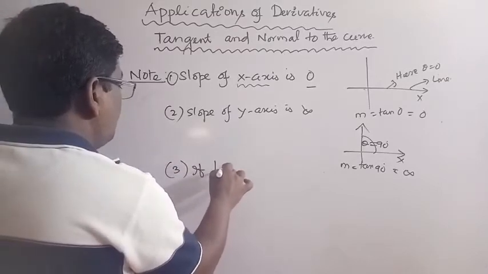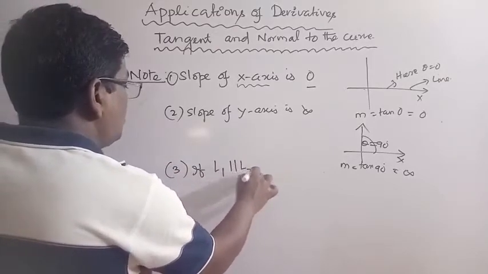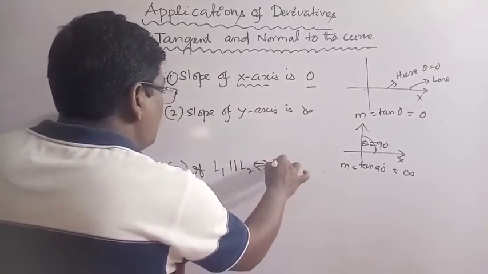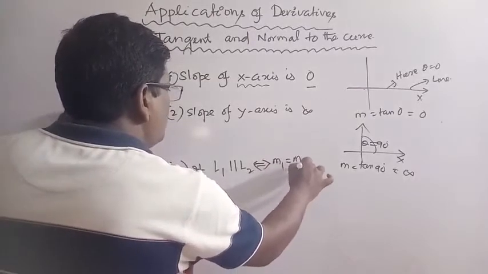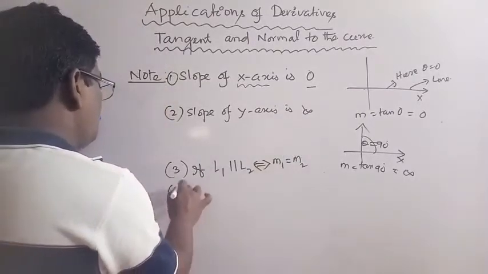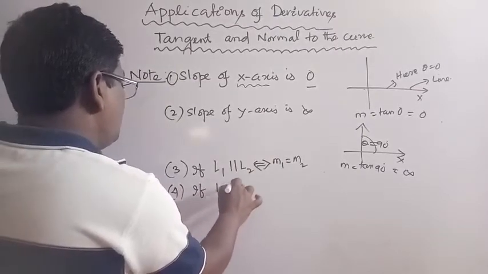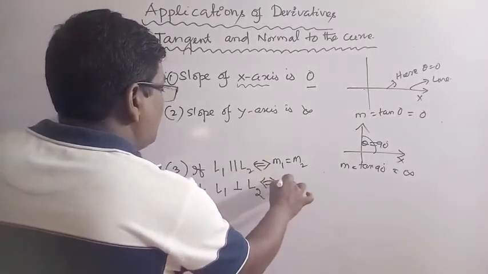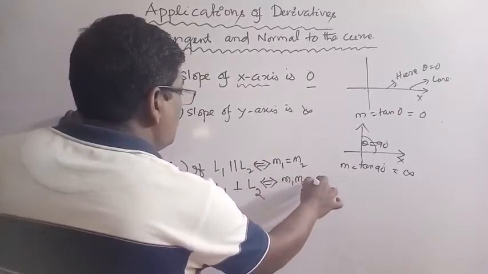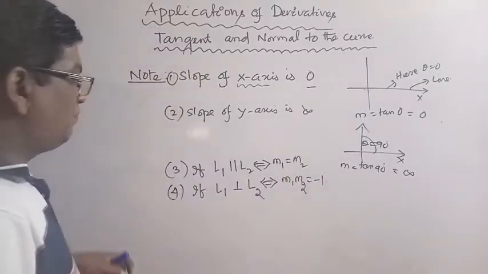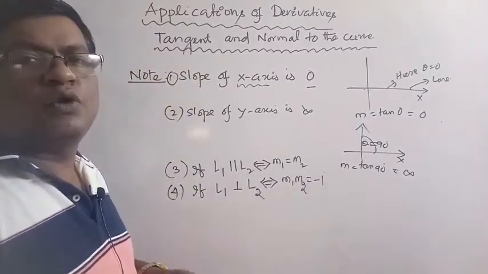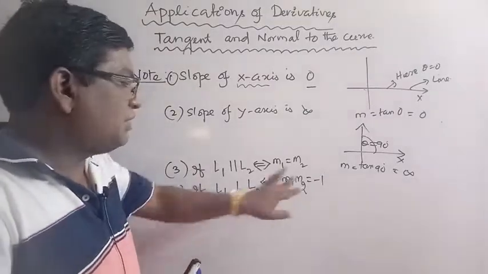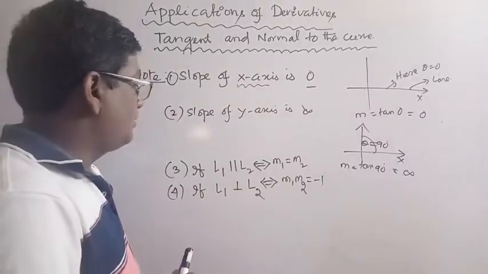Number 3. If line 1 is parallel to line 2, this is implied by their slopes being equal: m1 is equal to m2. Number 4. If line L1 is perpendicular to line 2, it implies m1 times m2 is equal to -1. If two lines are parallel, then their slopes are equal. If two lines are perpendicular to each other, then the product of the slopes is -1. Okay.